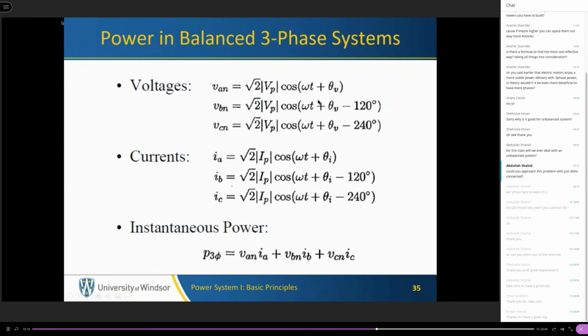For power, in the beginning of this lecture, I introduced how we calculate the power. So if you have three-phase voltages, three-phase currents, the total power is the summation of all phase powers. So this is PA, PB, and PC. But of course, these are instantaneous.